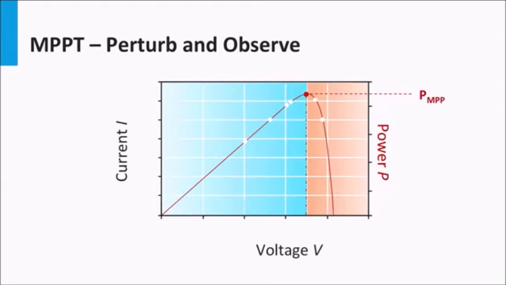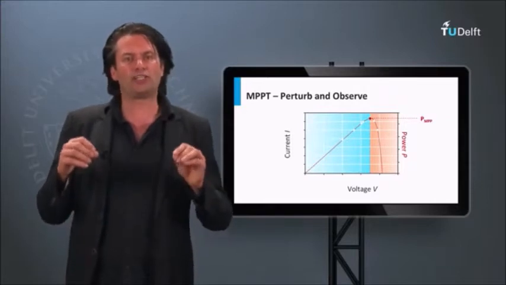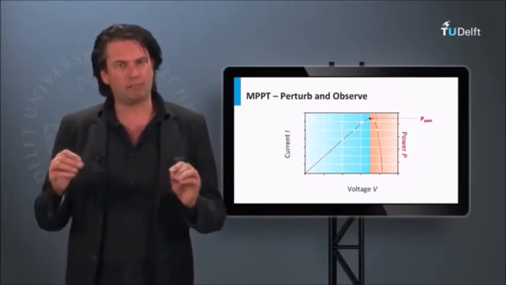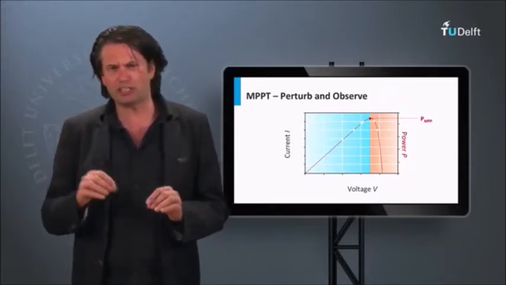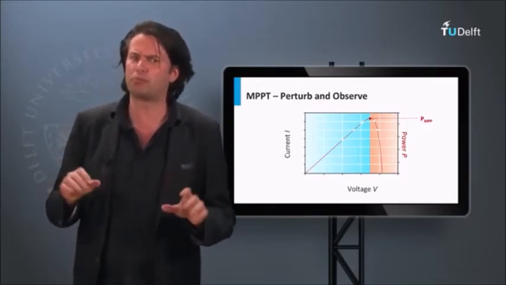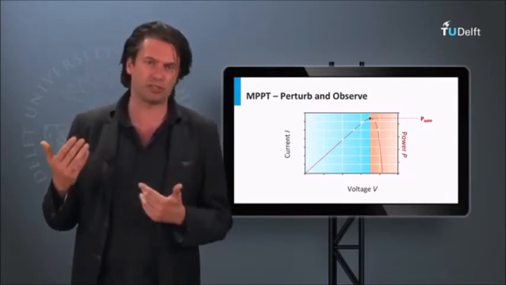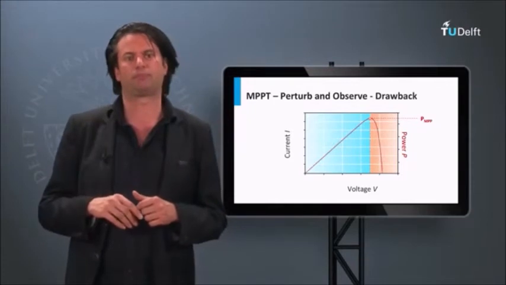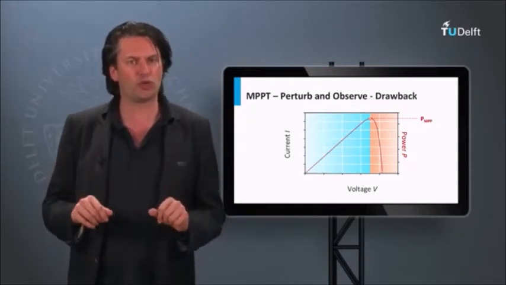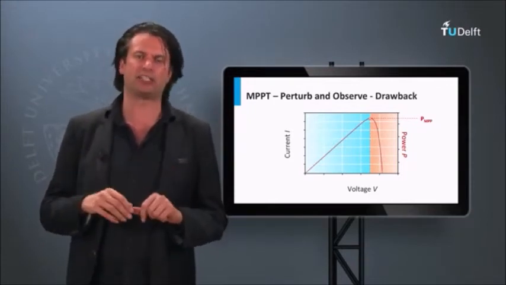The problem with this algorithm is that the operating point is never steady at the maximum power point. It is always hovering around in the maximum power point region, although this could be minimized using very small perturbation steps around the maximum power point. This algorithm also struggles under rapidly changing illuminations.